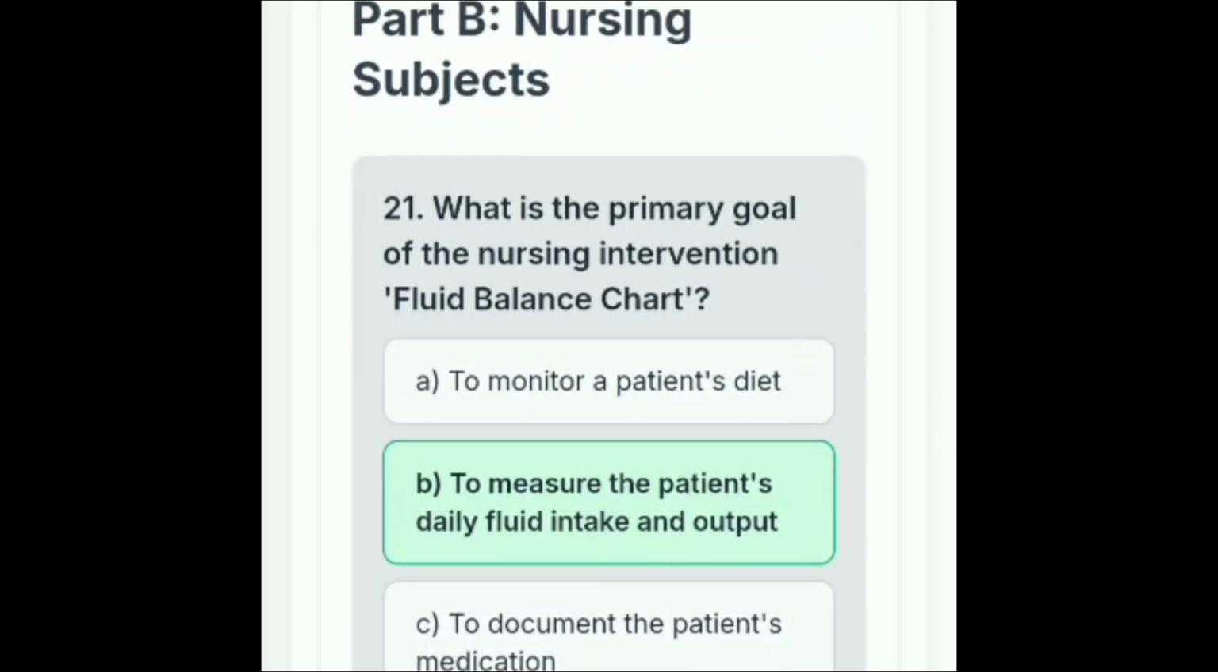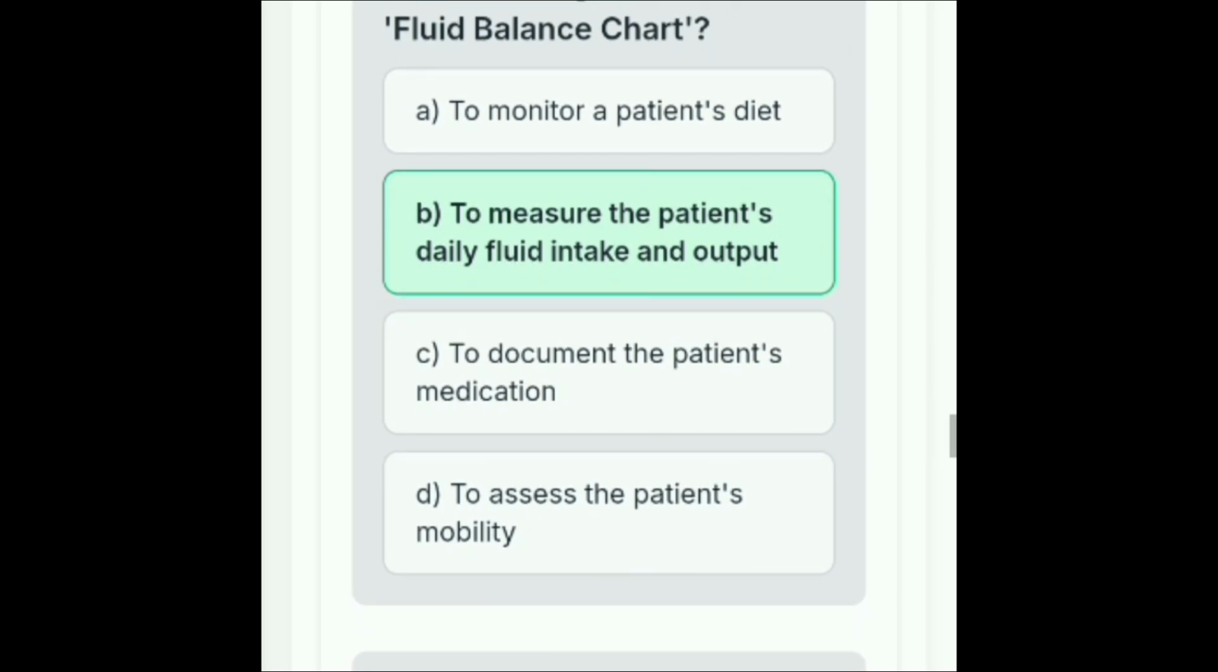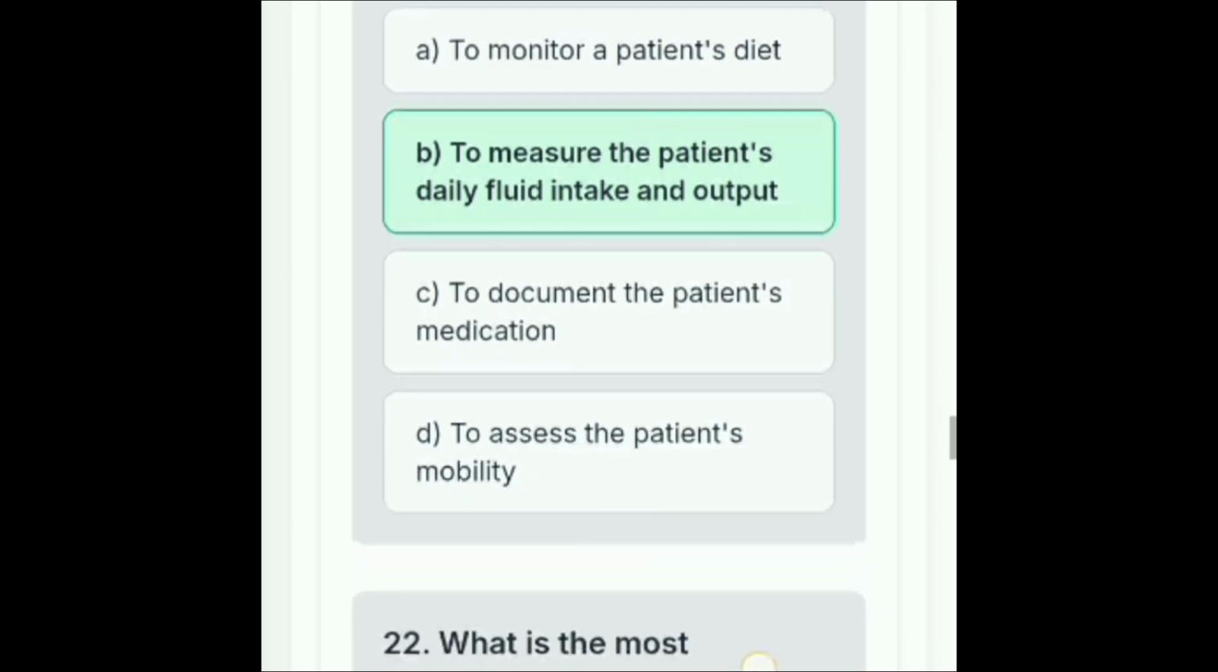Part B, nursing subjects. What is the primary goal of the nursing intervention fluid balance chart? A, to monitor a patient's diet. B, measure the patient's daily fluid intake and output. C, to document the patient's medication. And the D, to assess the patient's mobility.